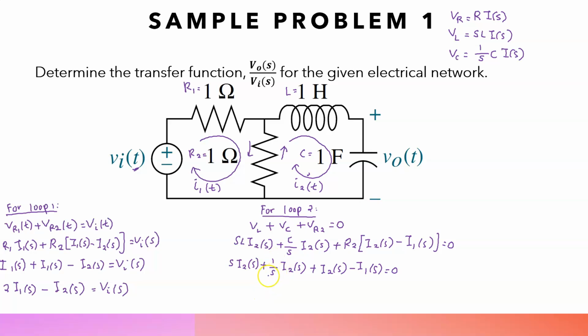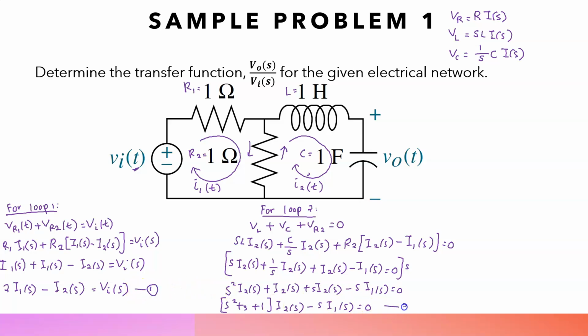We want to eliminate this 1 over S. So what we can do is we multiply everything with S. So here we will have S square I2 of S plus S I2 of S minus S I1 of S equals to 0. So the multiplier for I2 of S will be S square plus S plus 1 I2 of S minus S I1 of S equals to 0. So we have the first equation and second equation.